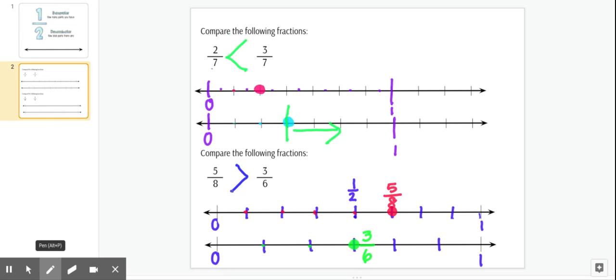So that's kind of how we would use a number line. Not the most accurate when you are drawing it out, but when you do your Khan Academy practice, you'll be able to move the point on the number line that's already created for you. Okay, so that's how we would compare using a number line.